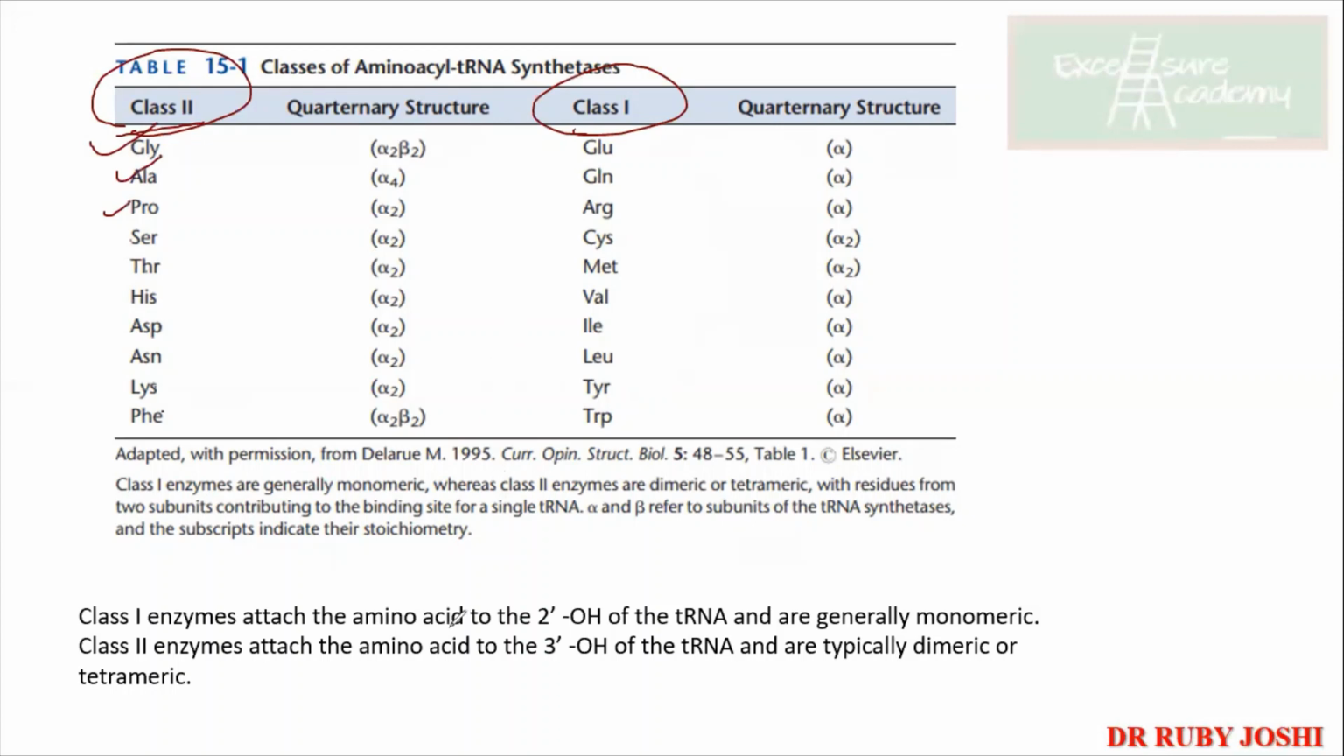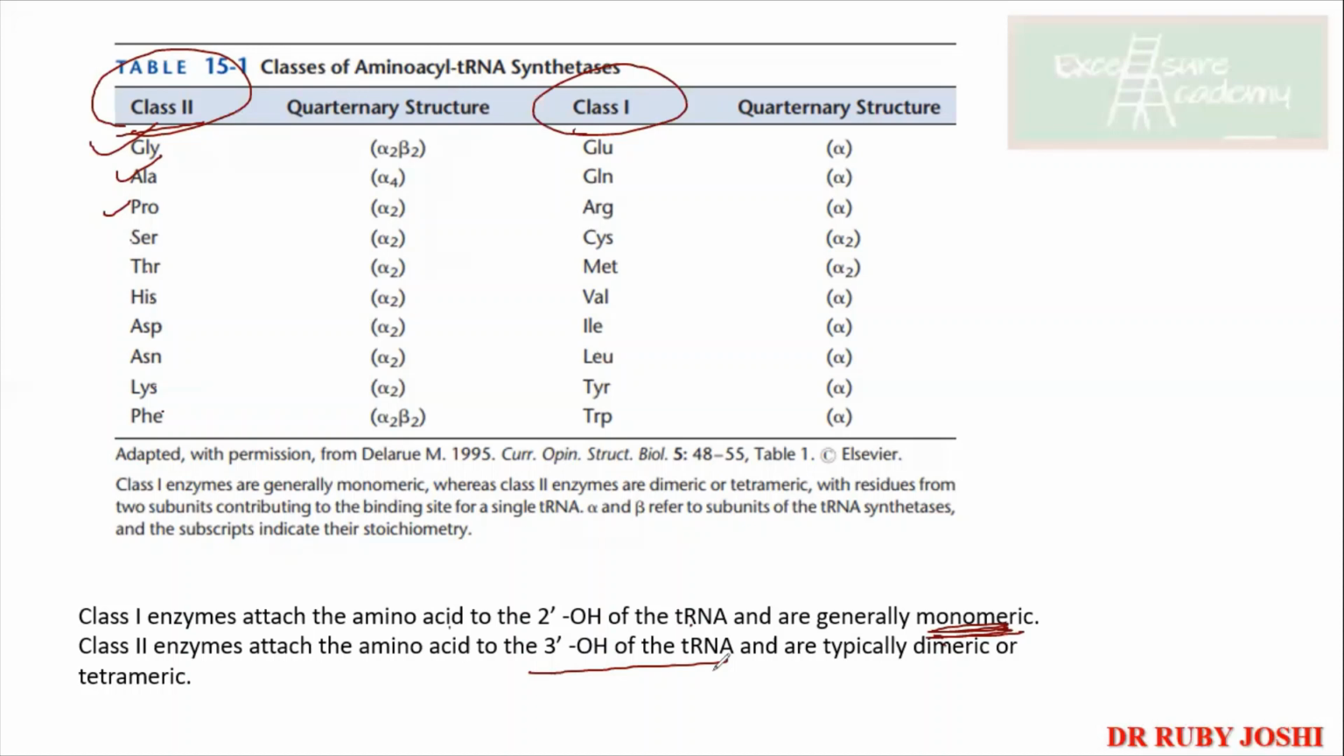So class 1 enzymes attach the amino acids to the 2'-OH of the tRNA molecules, and they are monomeric in nature. So what does that mean? The aminoacyl-tRNA synthetases are monomers only. Whereas in the case of class 2, they attach the amino acid to the 3'-OH of the tRNA molecules, and typically they are dimers or tetramers. So you can see that the size or the structure of the tRNA synthetases are also different.